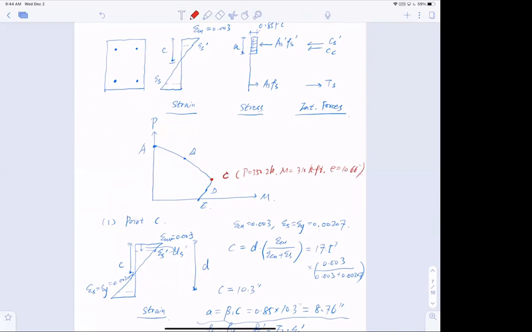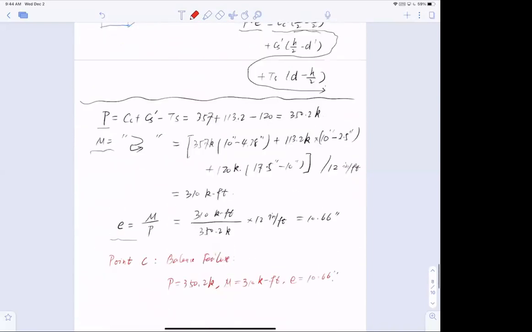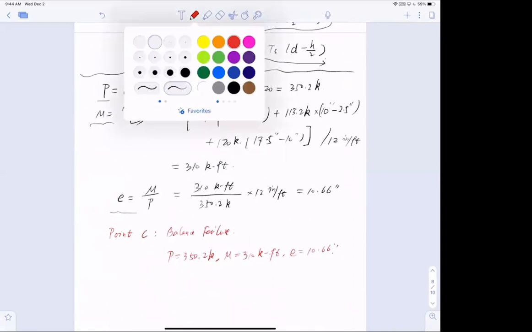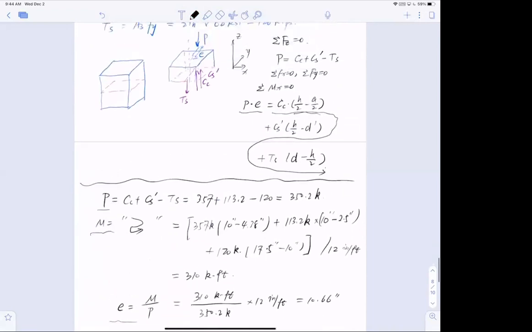Okay, I think this is a good point to stop. We just finished part 1, essentially to find the balanced failure. You may want to take a little bit of time to digest, because this is a lot of information for the first time doing column analysis, and we can continue tomorrow at 1 o'clock.